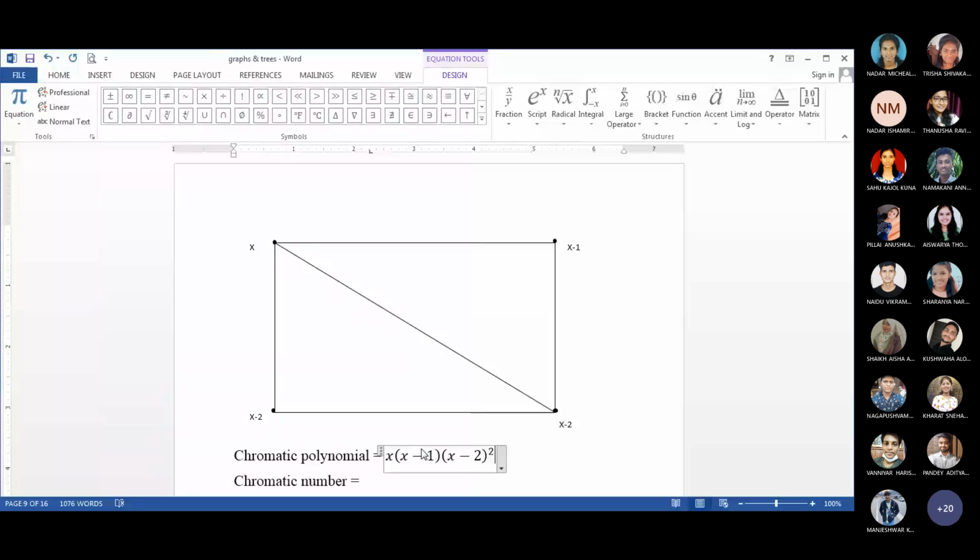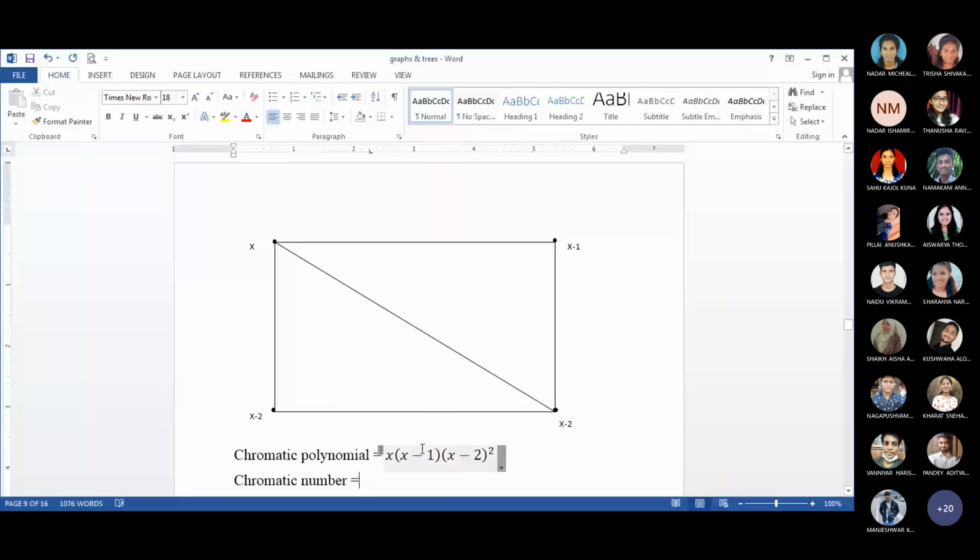Here, can you tell what is the chromatic number? 3. Right, because 3 is the smallest value of x for which the chromatic polynomial is non-zero. If we put x as 1 it is 0, if we put 2 it is 0, and if we put 3 it is not 0. So 3 is the value of the chromatic number.